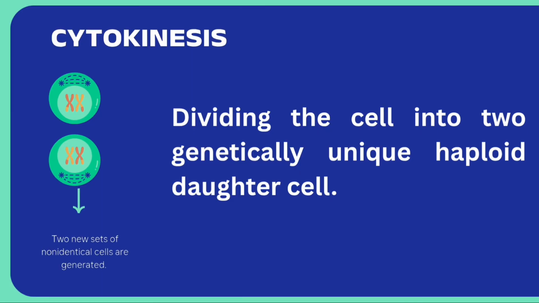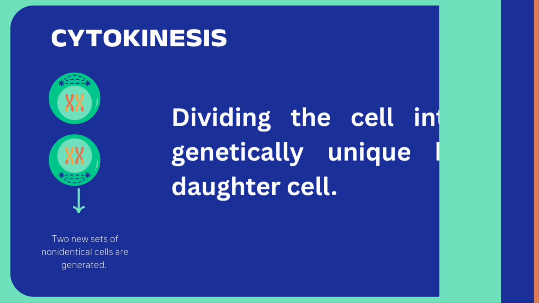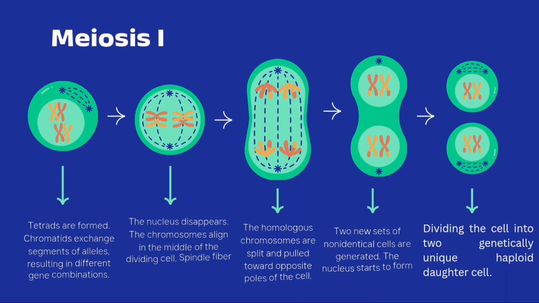And the last one is cytokinesis. It divides the cell into two genetically unique haploid daughter cells. And those are the 5 parts of meiosis 1.